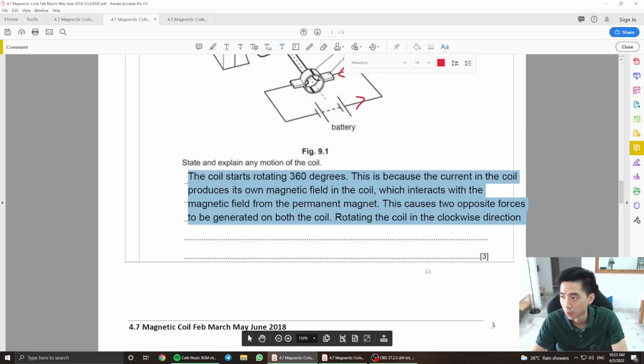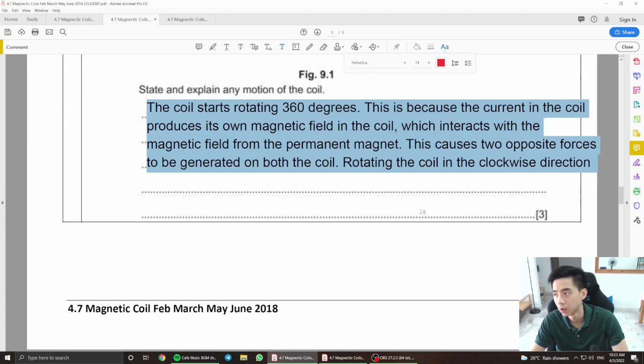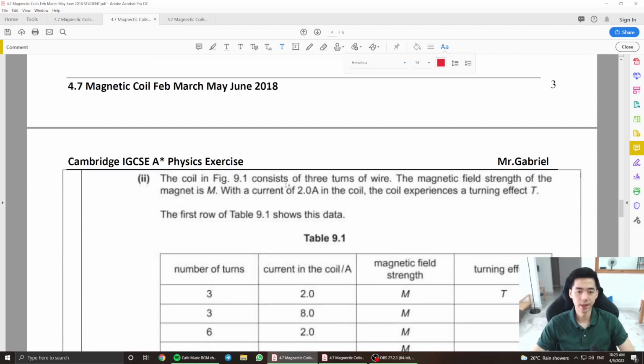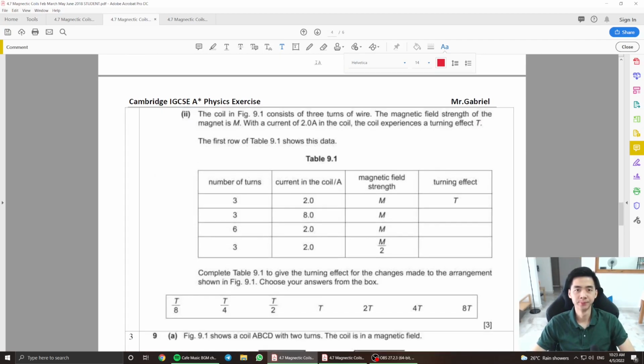Okay, let's add one more part here: rotating the coil in a clockwise direction. Just use your Fleming's left-hand rule. Either side of the coil is acceptable as well. Okay, then after that, moving on to the next part here.